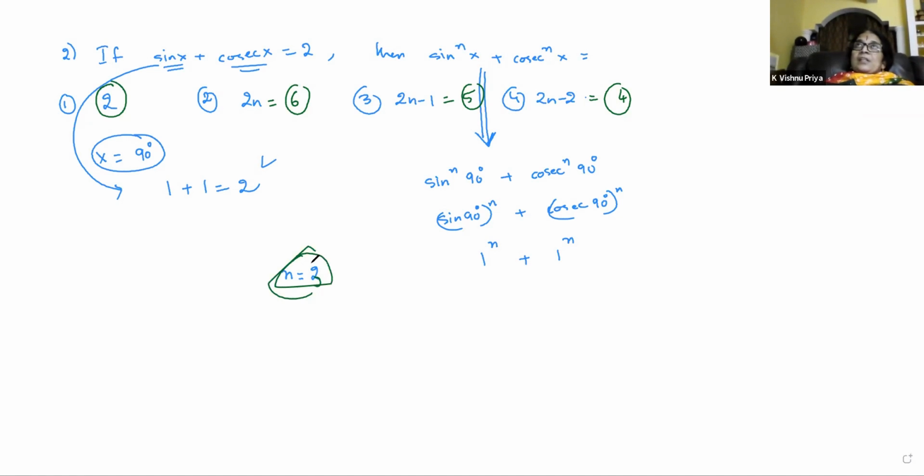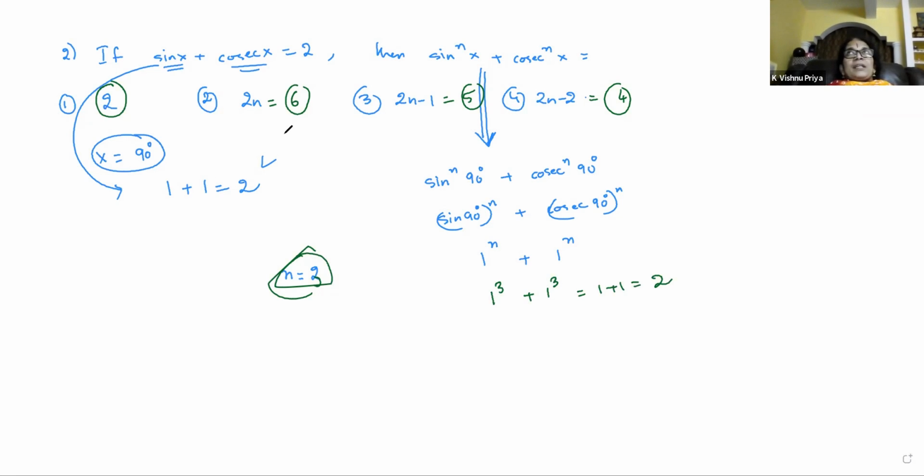You can take n as 1, 2, 3, any number, but convenient. Now I have taken n as 3: 1 cube plus 1 cube, which is 1 plus 1. I'm getting the answer as 2. I'm not getting 6, 5, or 4. That means the first option will be the correct one, because the first option is 2, the second is 6, the third is 5, and the fourth is 4. That's why I'm selecting the first option.